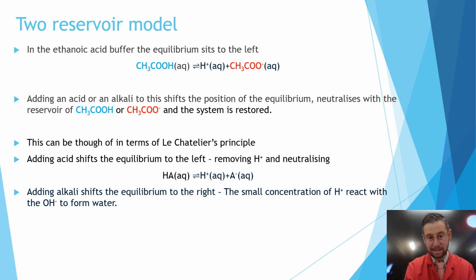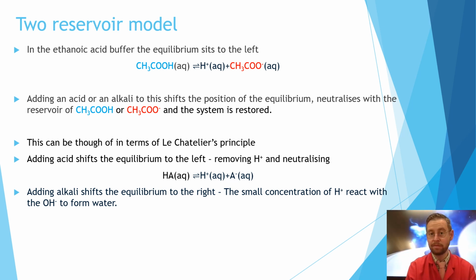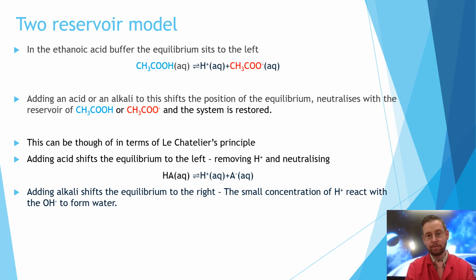For example, in more detail, if adding an acid shifts the equilibrium to the left, then it actively removes the H+ ions that have been added by the addition of that acid. And so, no matter what I do, I shift the position of the equilibrium to undo the change that I've just done.